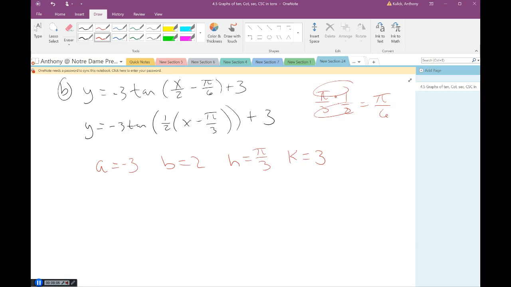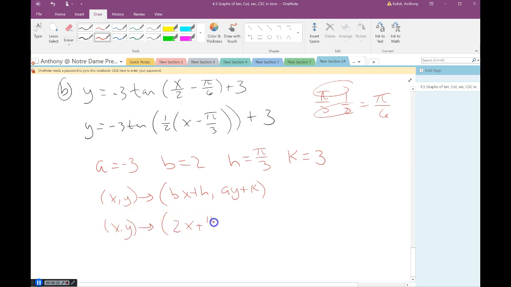Okay. Now that I have that, I can write my map. So again, the map always looks like bx plus h, ay plus k. So in this case, it is 2x plus pi over 3, comma, negative 3y plus 3. Everybody's all right there.